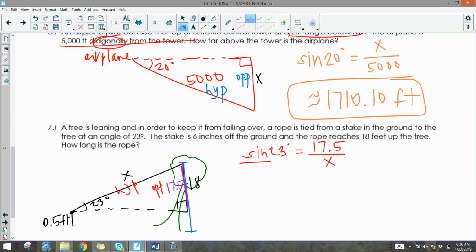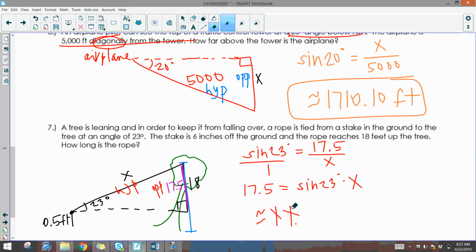So again, we're going to throw it over 1. We get 17.5 equals sine of 23 times x. So we're going to divide. You have 17.5 divided by sine of 23. And you have approximately 44.79. Whoa, that is not a 4 even close, but it should be 44.79 in your calculator.